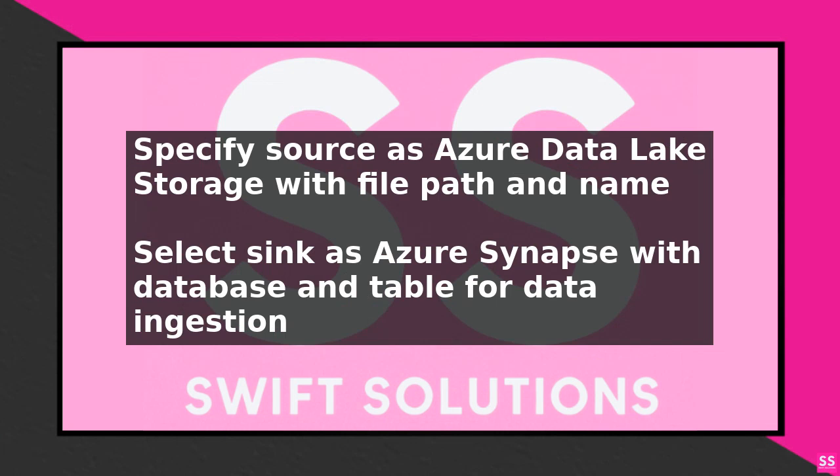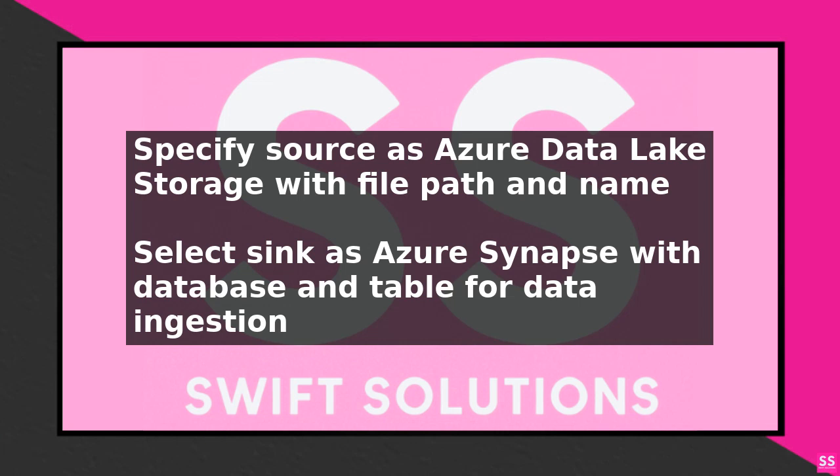Once you have specified the source, you will need to specify the sink. In this case, the sink will be Azure Synapse. Select Azure Synapse as the sink and specify the database and table where you want to ingest the data.